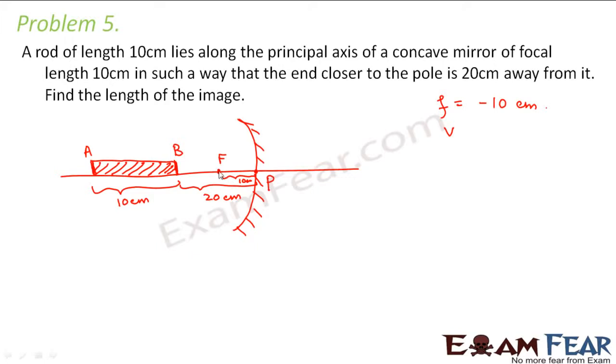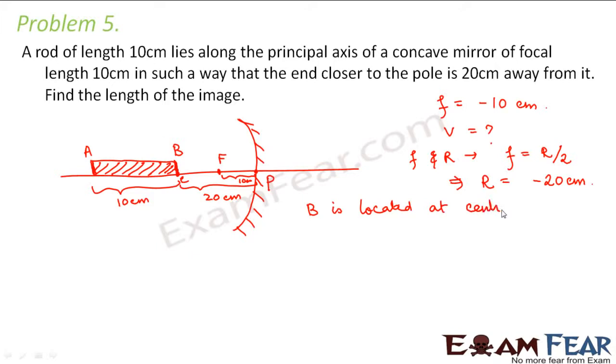If you look at this, F is the principal focus, which is at 10 centimeters, and we know the relationship between F and the radius of curvature: F is equal to R by 2. So if F is minus 10 centimeters, the radius of curvature would be minus 20 centimeters. So the radius of curvature is at this point, this point is the center of curvature. So we can say that point B is located at the center of curvature.